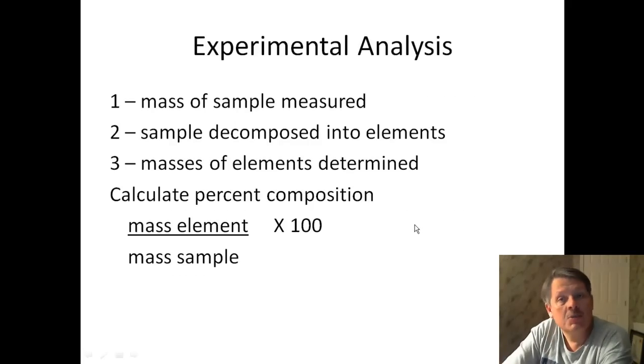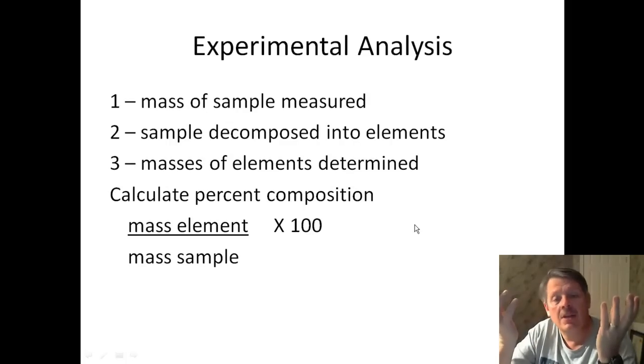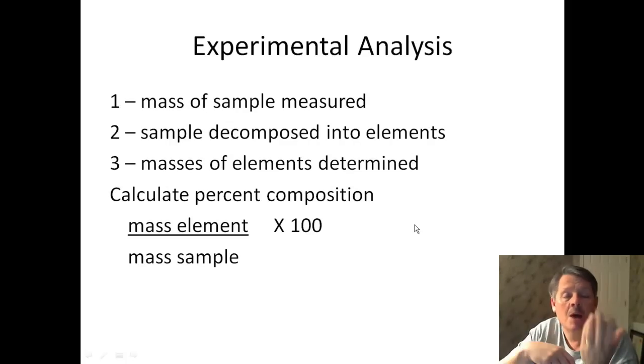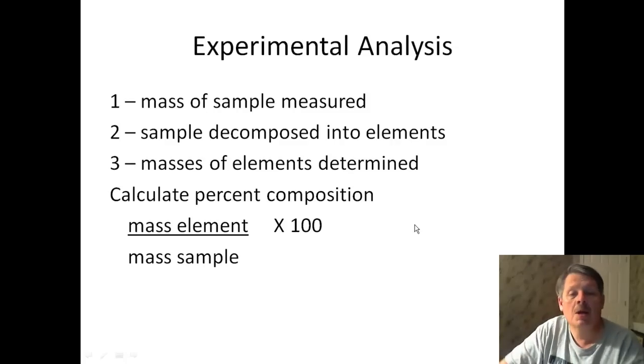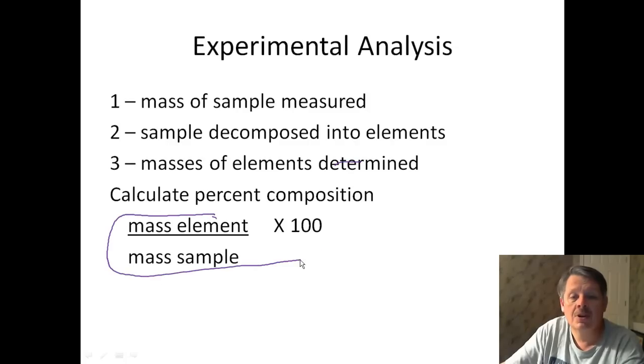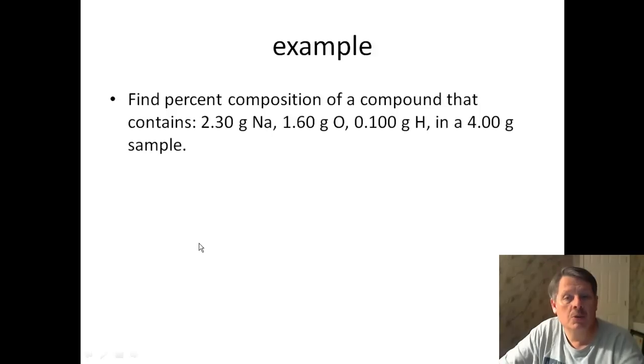Now, if you did an experiment, and this is what the people did 100 years ago when they were trying to figure out that water was made up of H2O, they took the mass of the sample, and they decomposed it. They ripped it apart into its elements, in this case hydrogen and oxygen. They massed the elements separately, and then they could calculate the percent composition. How much of it was hydrogen, how much of it was oxygen. Right? And then they did the math at the bottom to calculate the percent composition, which is what we just did, which is the mass of an element divided by the total mass times 100. So let's do that with chemistry.